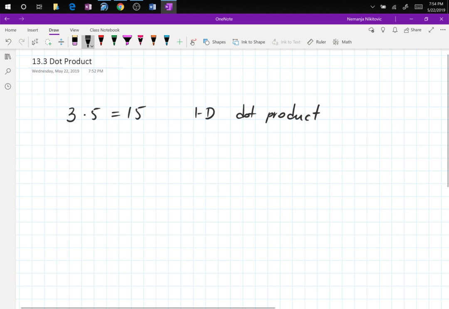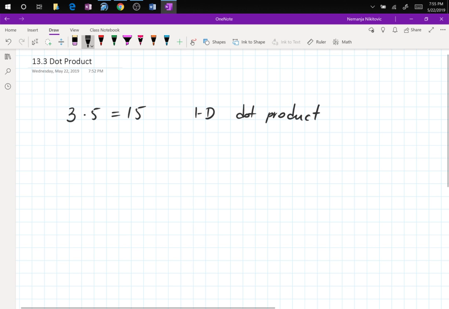The goal of this class is to learn two-dimensional dot product and three-dimensional dot product. So the dot product is the way to multiply multi-dimensional quantities. We already said that a vector has two qualities to describe it, magnitude and direction. So we are going to take a look at the way to multiply two-dimensional vectors, three-dimensional vectors, and so on.